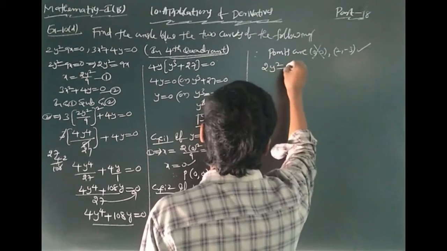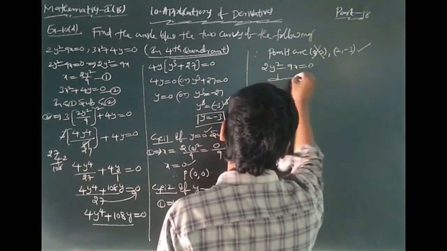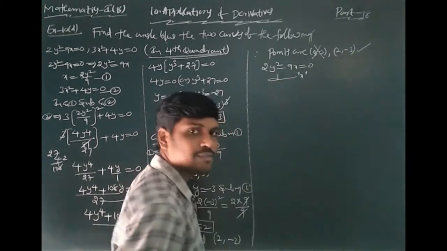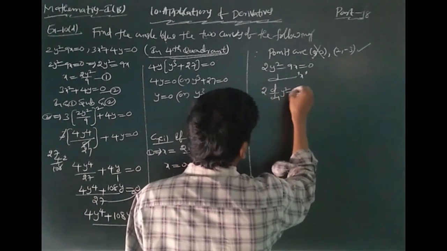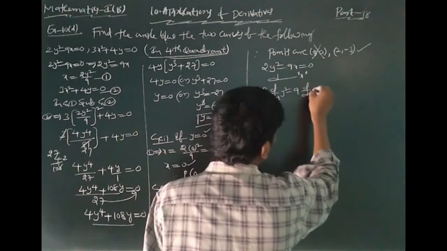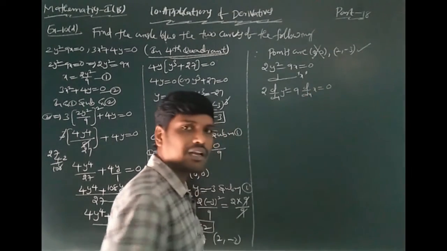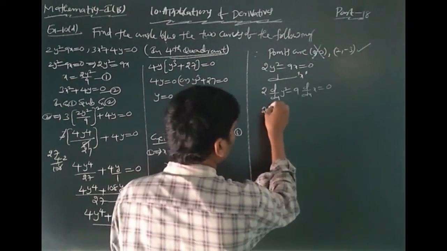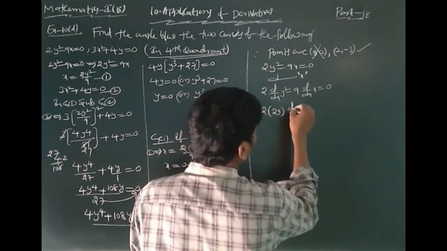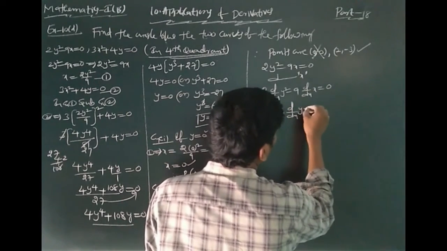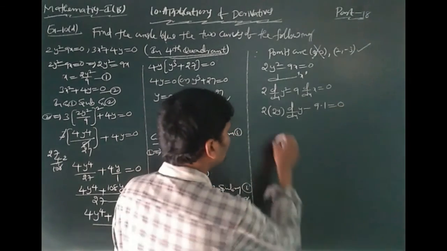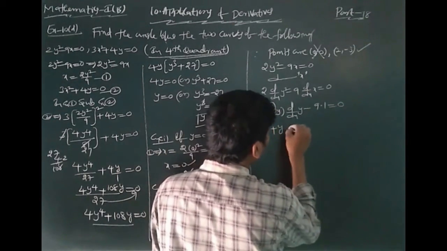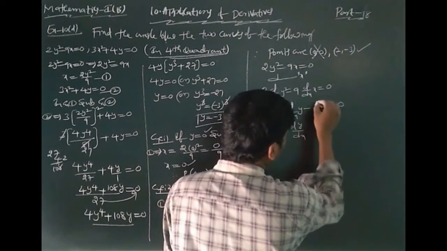First curve: 2y² − 9x = 0. Differentiate both sides with respect to x. 2 into the derivative of y² minus 9 into the derivative of x equals the derivative of a constant, which is 0. 2 into the derivative of y² is 2y dy/dx, minus 9 into the derivative of x, which is 1, equals 0. Two 2s are 4y dy/dx equals minus 9x.